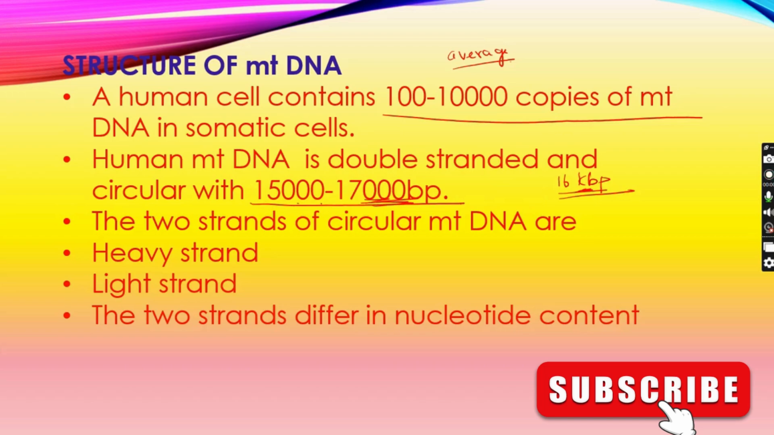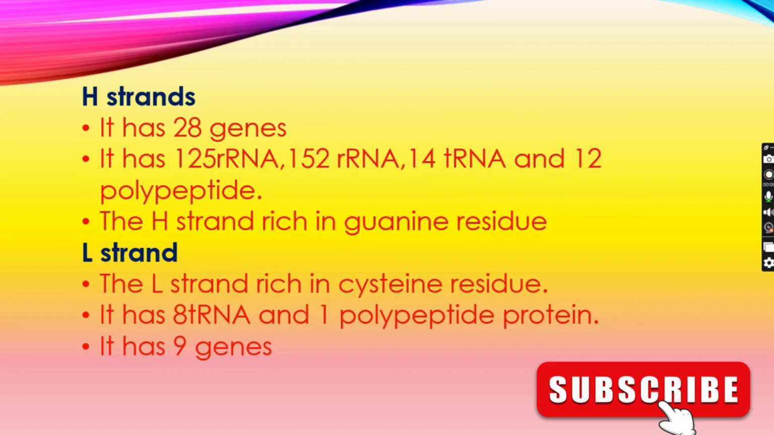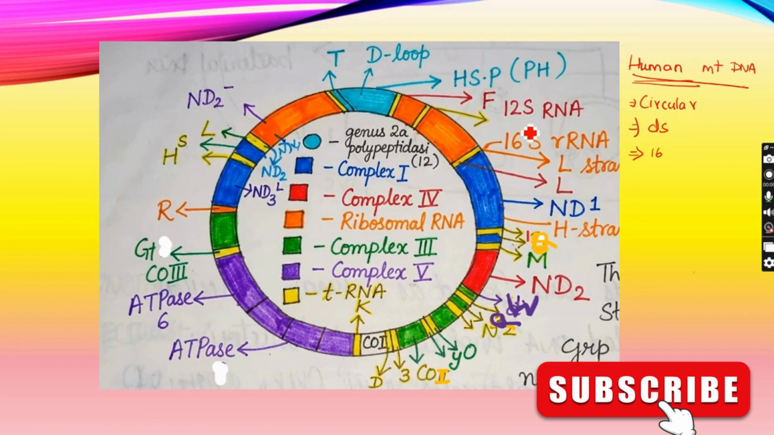A major region of mitochondrial DNA is the heavy strand and the light strand. These two strands differ in their nucleotide content, as the heavy strand has more nucleotides than the light strand. In the earlier structure we can see the heavy strand. From here to here is the heavy strand, but here is the light strand. The light strand has a smaller nucleotide content, but the heavy strand has a higher nucleotide content.